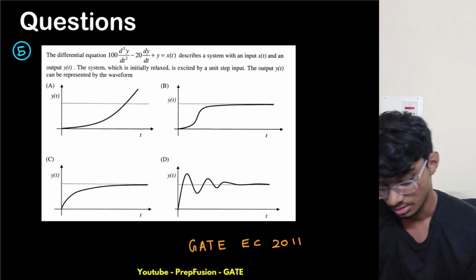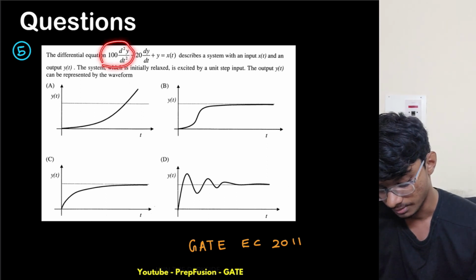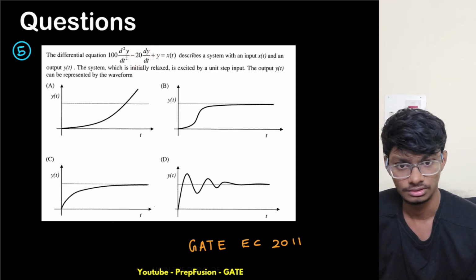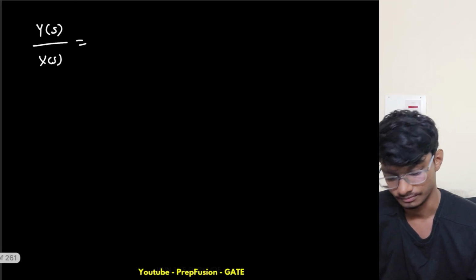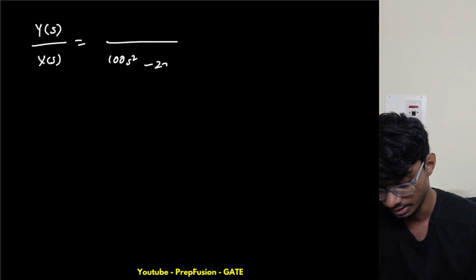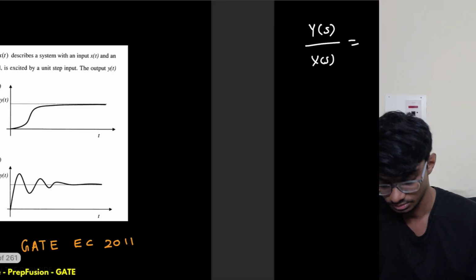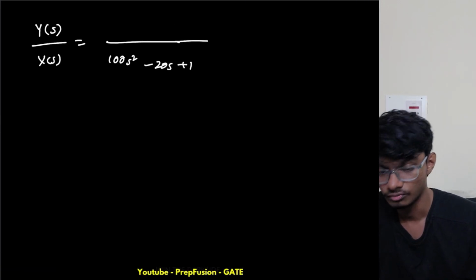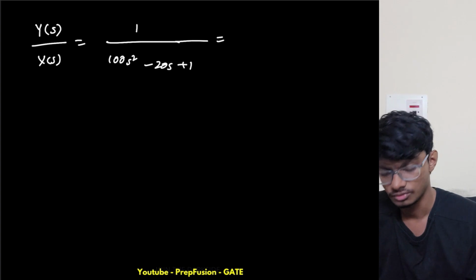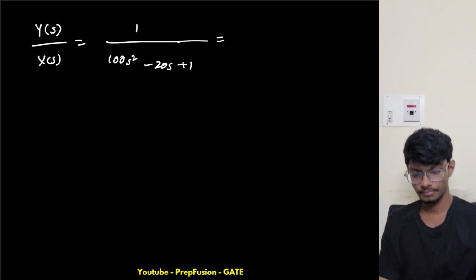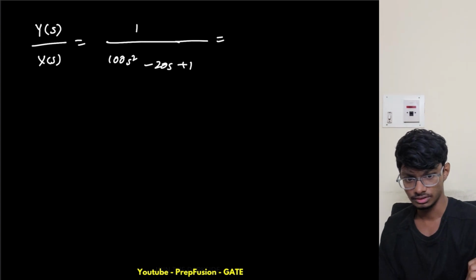The Laplace transform of this one will be 100s square, of this one will be 20s, and this is 1. So I get 100s square minus 20s plus 1. Now what is the numerator? It is 1 only. I will take the 100 common.